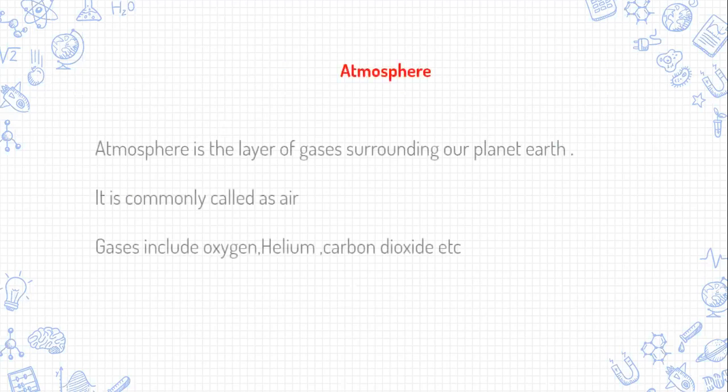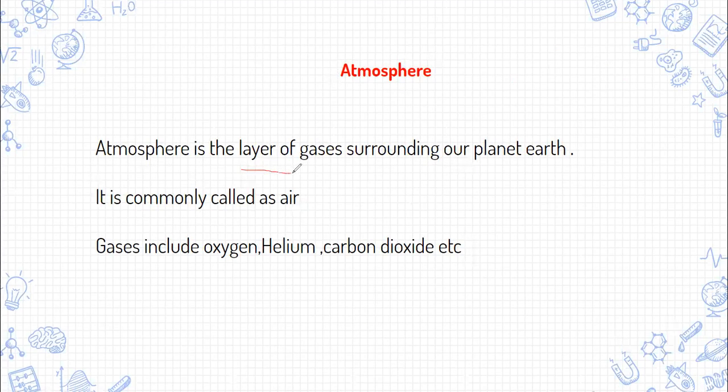But before going to atmospheric pressure, I would like to go to atmosphere. What is atmosphere? Atmosphere is nothing but the layer of gases surrounding our planet Earth. If this is the planet Earth, with so many countries and seas on the surface, there is something here. Even if you stand at your place and look up at the sky, between the sky and the ground there is something. These are layers of gases.